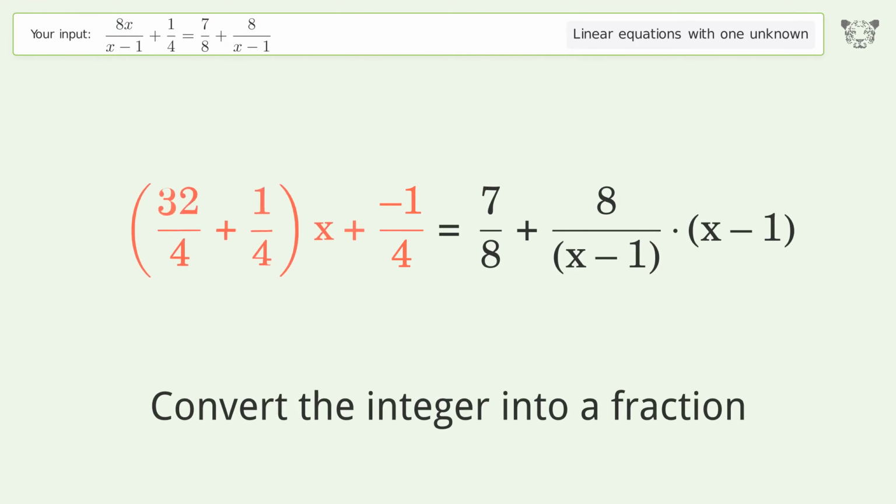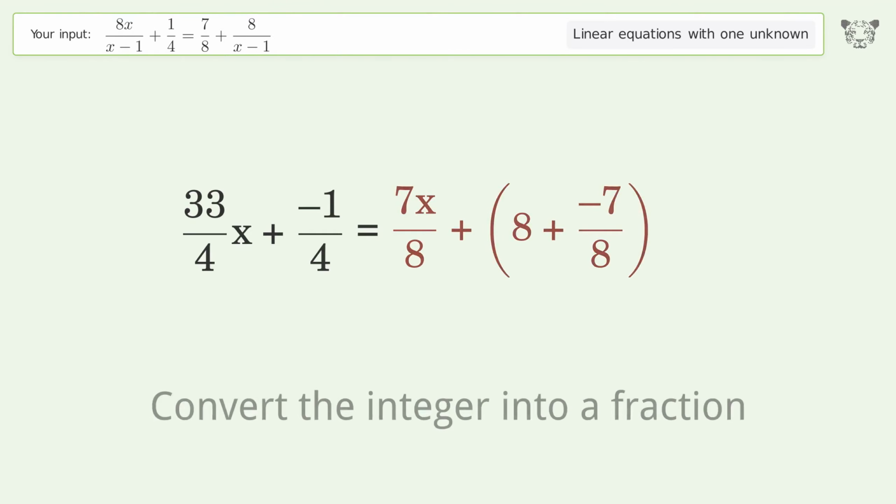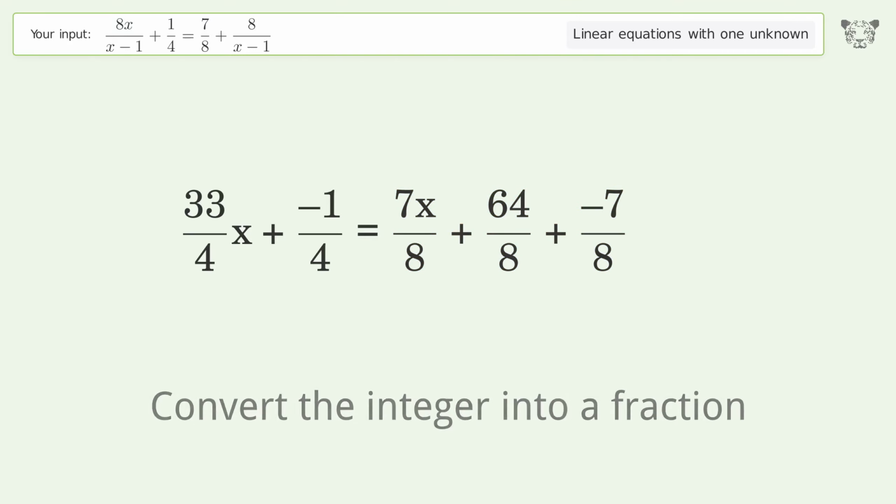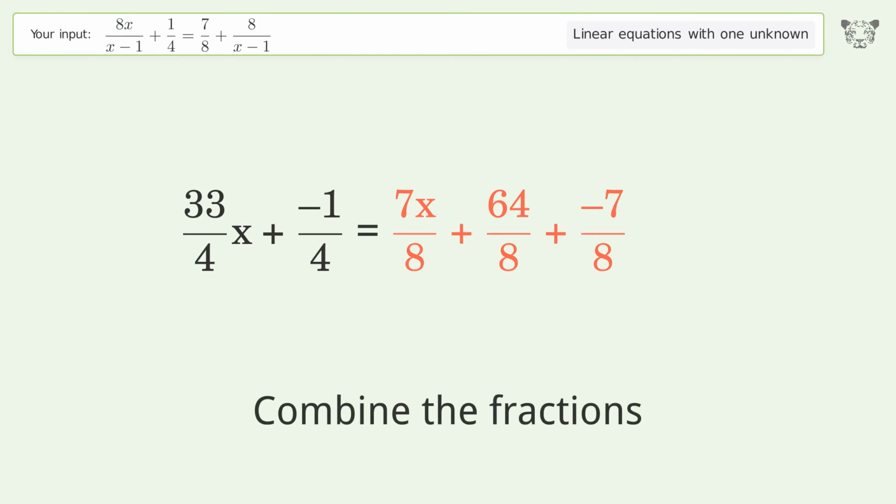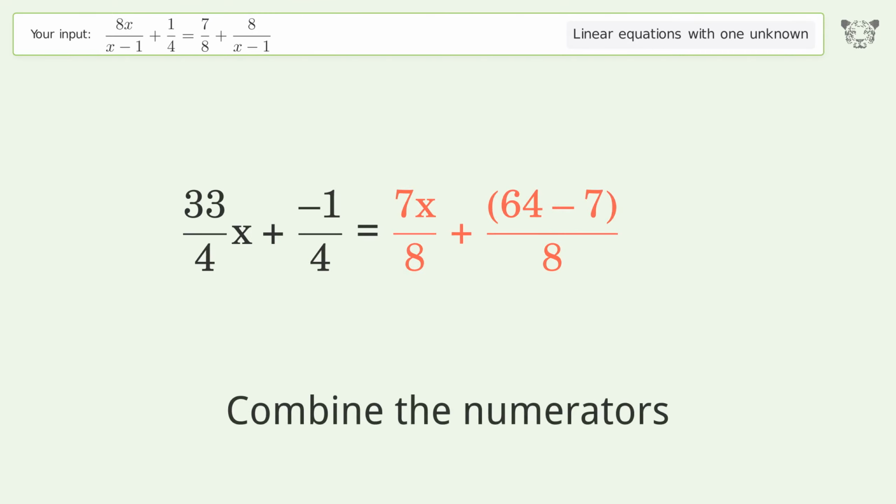Expand the parentheses. Simplify the arithmetic. Break up the fraction. Group like terms. Convert the integer into a fraction. Combine the fractions. Combine the numerators.